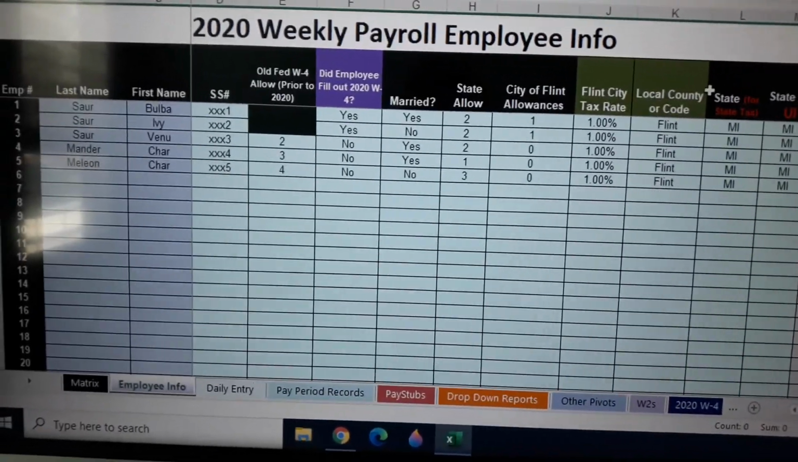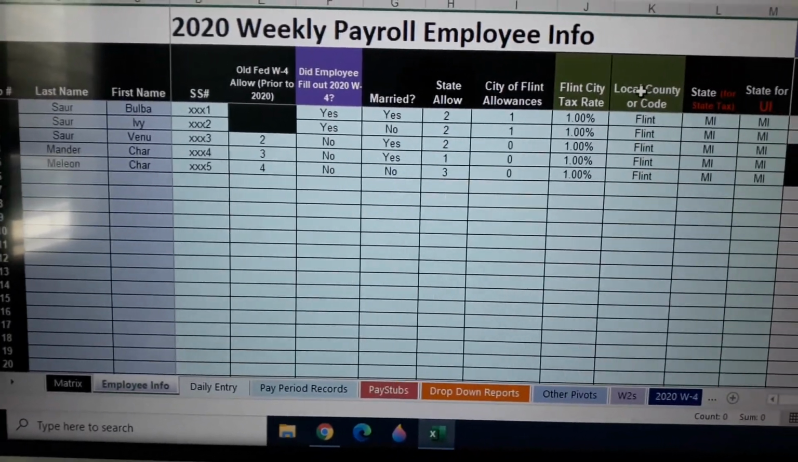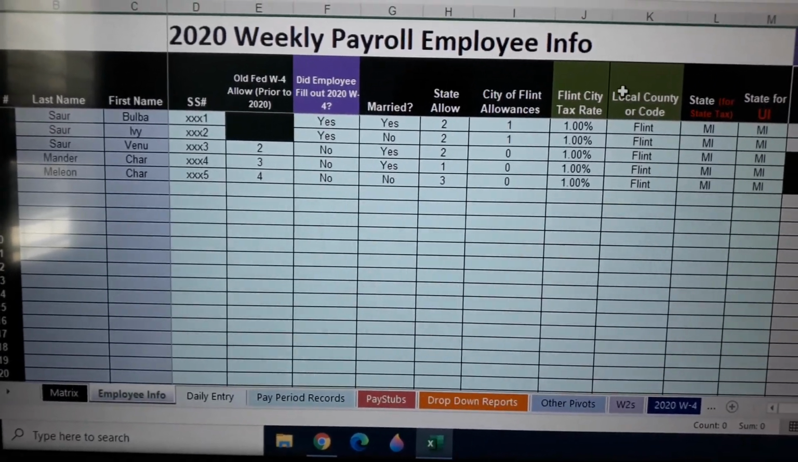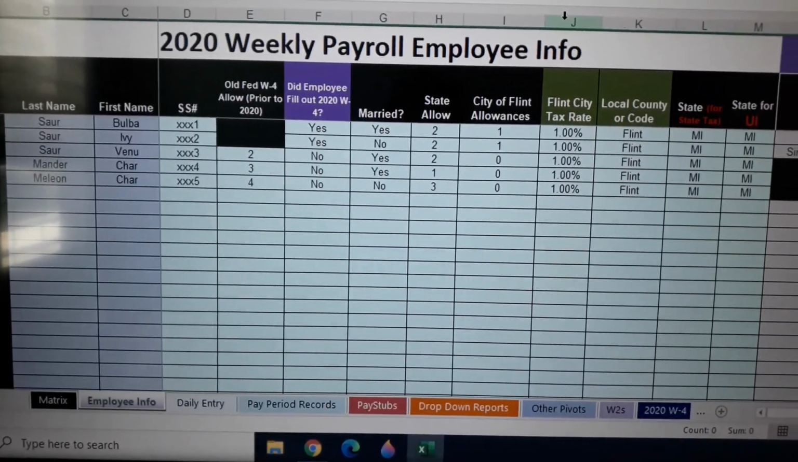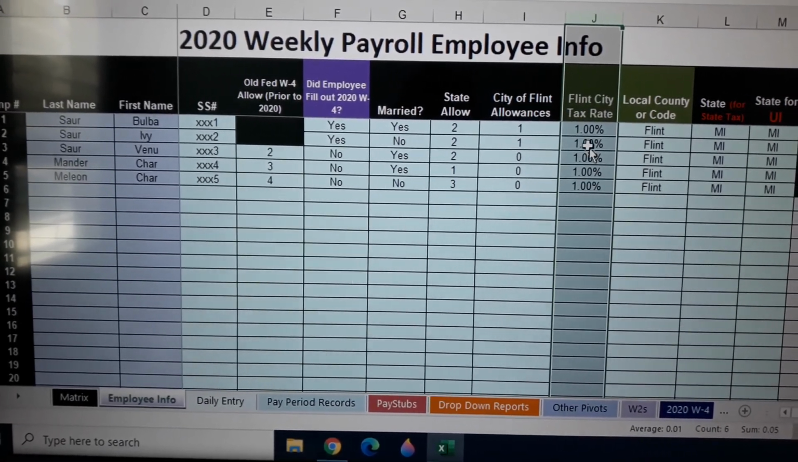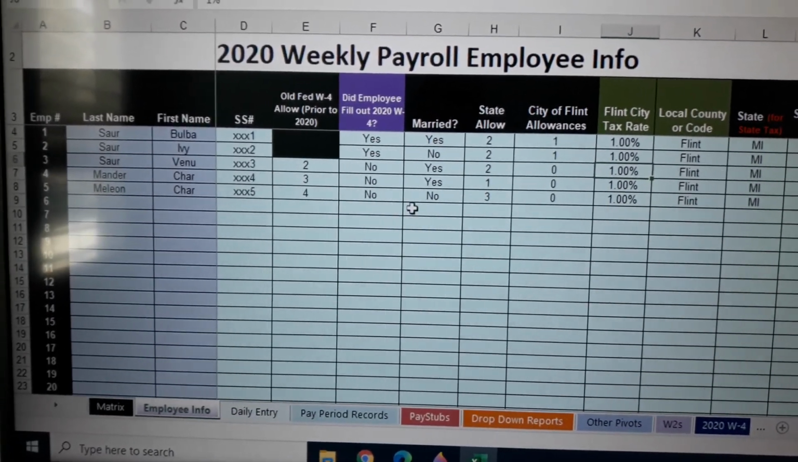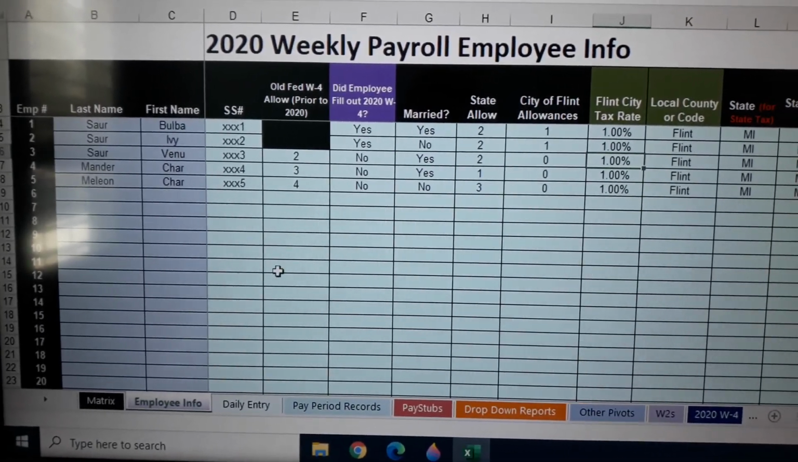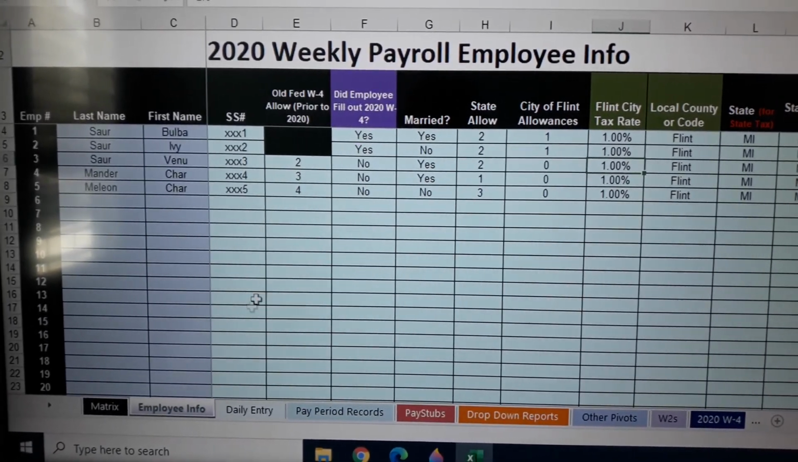So let's talk about Flint, Michigan, and really specifically the city, because they have their own city tax, which is calculated a little bit differently, and there's some additional things. So let's talk about all the different things you can do with this file, and hopefully under 5 minutes.